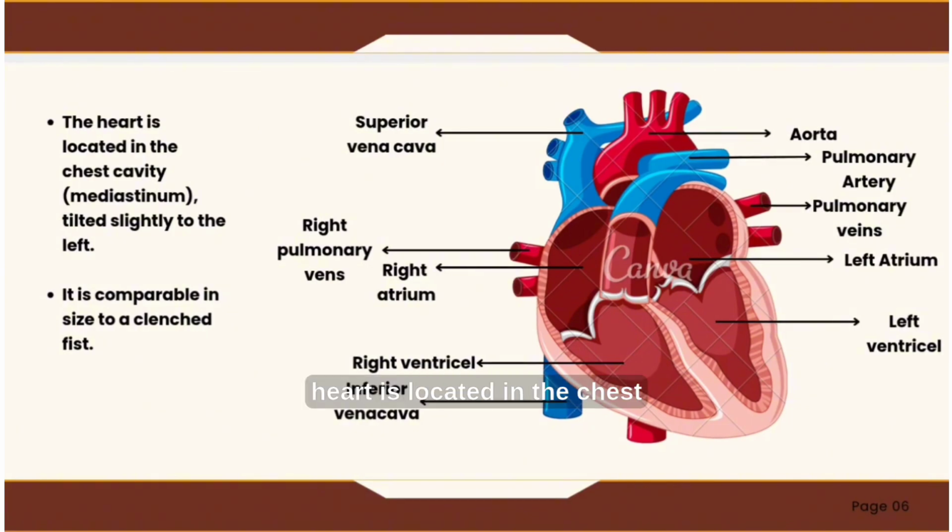The heart is located in the chest cavity or mediastinum, tilted slightly to the left. It's comparable in size to a clenched fist. There is the superior vena cava, right pulmonary veins, right atrium, right ventricle, inferior vena cava, aorta, pulmonary artery, pulmonary veins, left atrium, left ventricle.